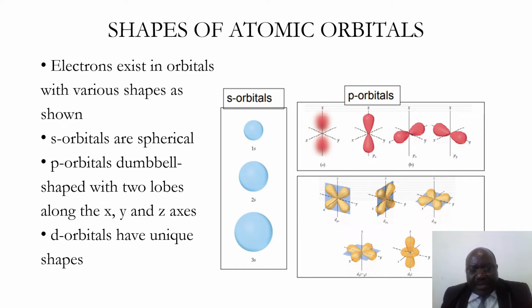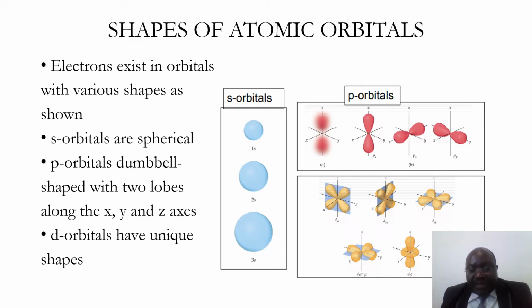The electrons exist in orbitals with various shapes and energies as shown. You can see on your slide, the s orbitals have been colored light blue, the p orbitals pink, and the d orbitals orange. When you look at the s orbitals, you will realize that these look like small spheres. Therefore, the s orbitals are spherical, but the p orbitals are dumbbell shaped.